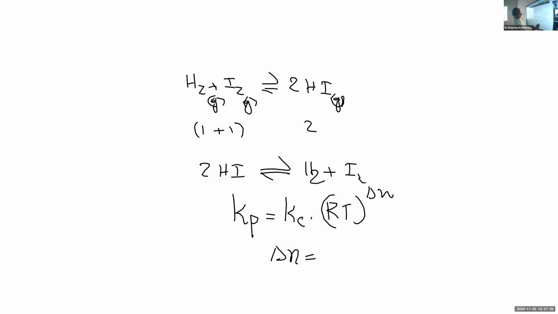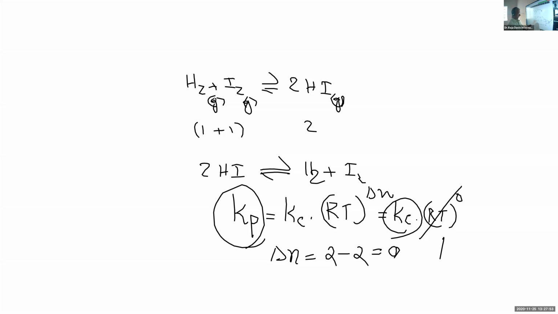On the right hand side, total number of molecules 2. On the left hand side, total number of molecules 2. So delta N is equal to 0. So Kp is equal to Kc into RT raised to 0. Any quantity raised to the power 0 is equal to 1. Therefore, Kp is equal to Kc. That is choice C.